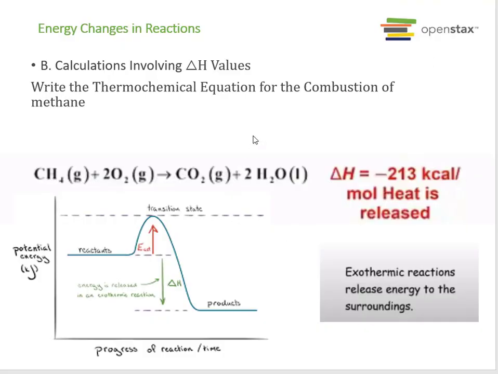So expanding on that, we're going to look at thermochemical equations. A thermochemical equation is basically just a balanced equation with the delta H included. And you all are hopefully feeling good about balancing equations. So we just need to make sure that we are balanced and include the delta H, all in the same line.